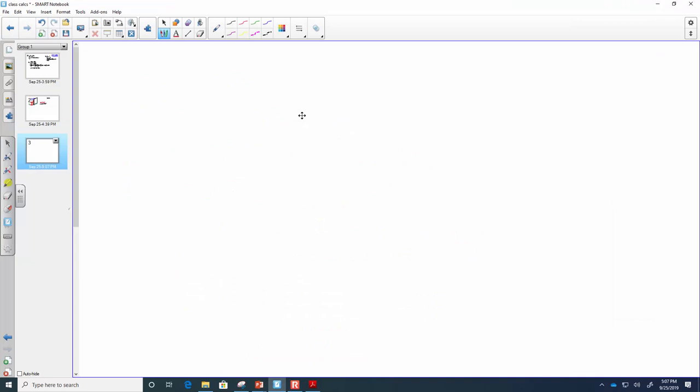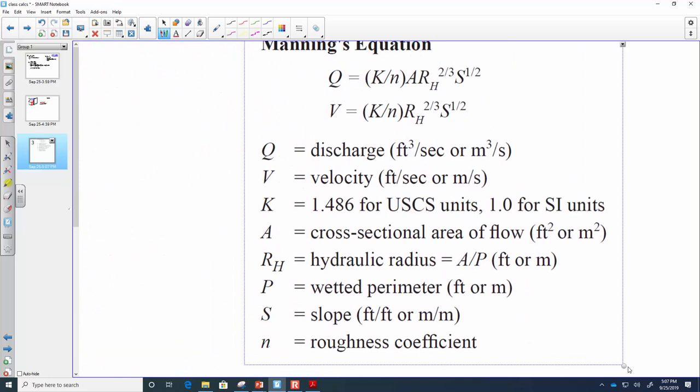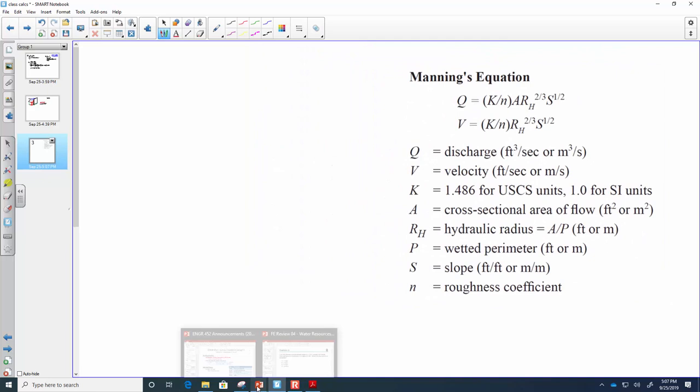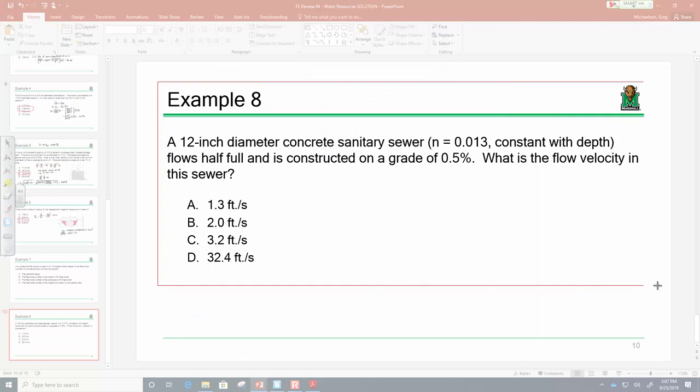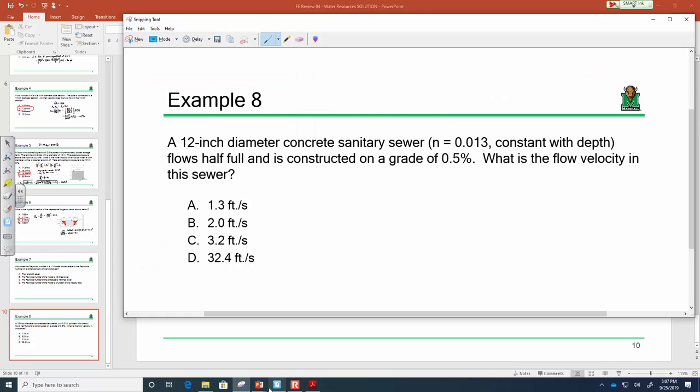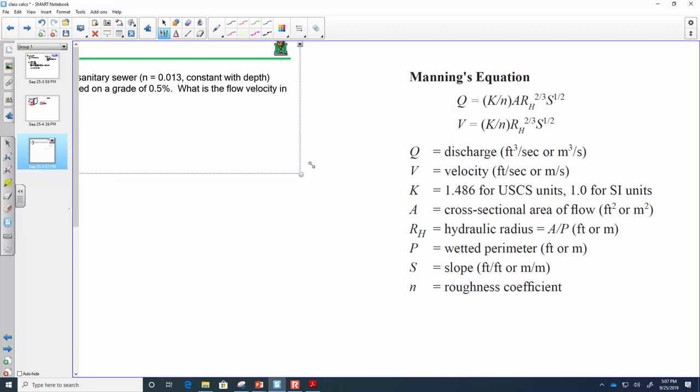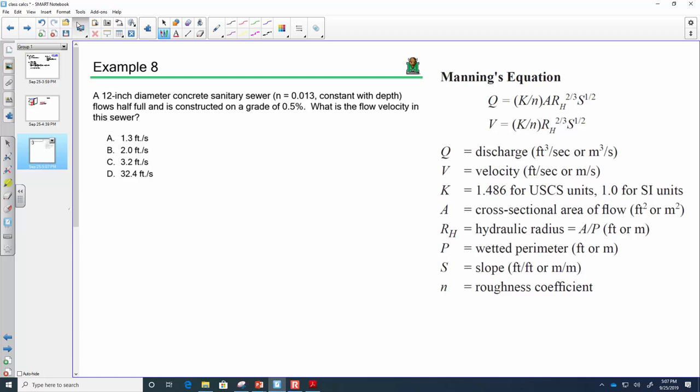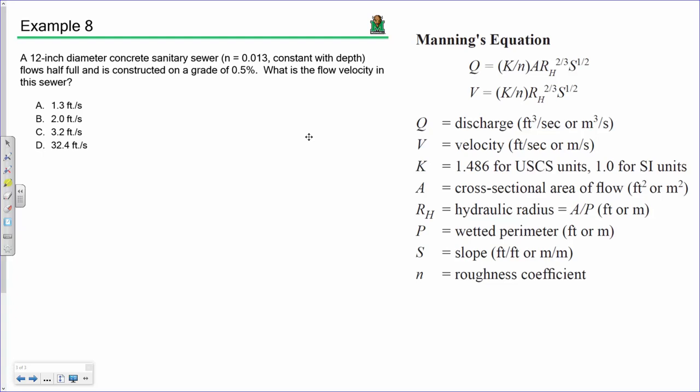Here's the expression, and let me go back to the problem. I'll screen capture this too, so we'll do the same thing. It should automatically copy it when you submit it, by the way. Oh, it does? Oh, well. I should know that. Okay, so here's our problem, and what the problem's asking for is the flow velocity. So really what we're after is the velocity expression.